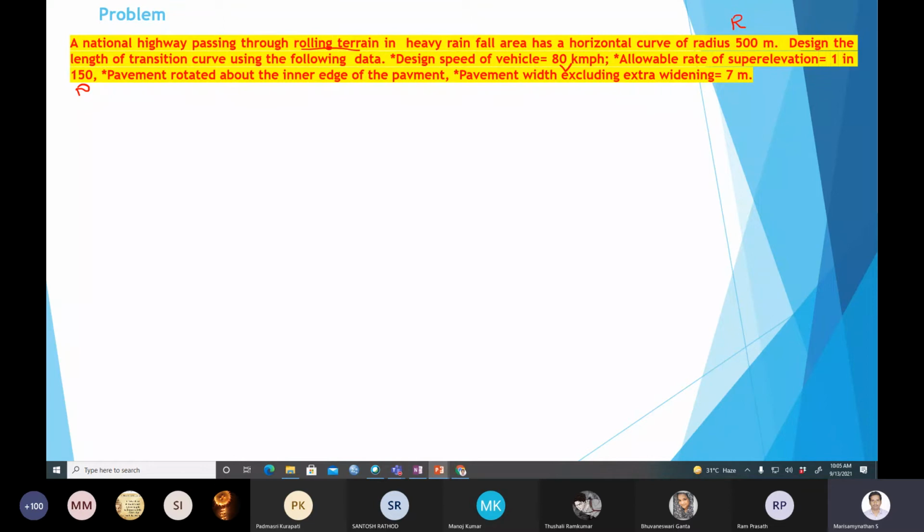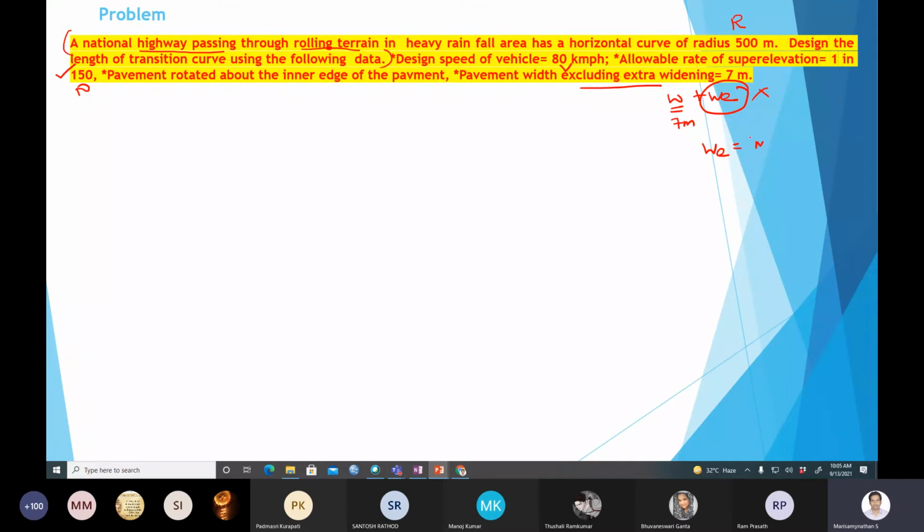In case, student, in the problem, if they give only this much, a national highway passing through the rolling terrain, so they gave the national highway with the radius of 500. Typically we assume the speed of the vehicle is 80 km per hour. Allowable rate of super elevation is 1 in 150 as per the IRC standard. So these are the assumptions you have to make. Then the width is excluding the extra widening, that means W plus We. They gave W as 7 meter. We is not given, so the We you have to estimate.